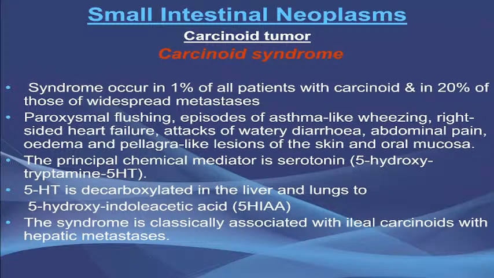5-hydroxytryptamine, 5-HT, which is metabolized in the liver and lungs to 5-HIAA, 5-hydroxyindoleacetic acid. In fact, for chemical diagnosis, this is what we measure. The syndrome is classically associated with ileal carcinoids more often, especially when there are hepatic metastases. So remember that not all carcinoid tumors are associated with carcinoid syndrome, only if the tumor is secretory of serotonin.